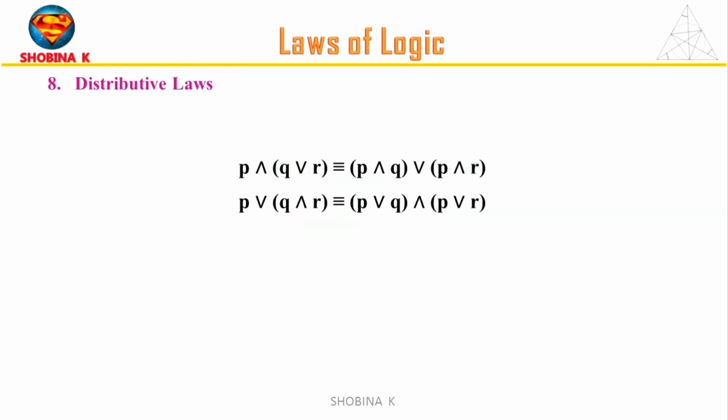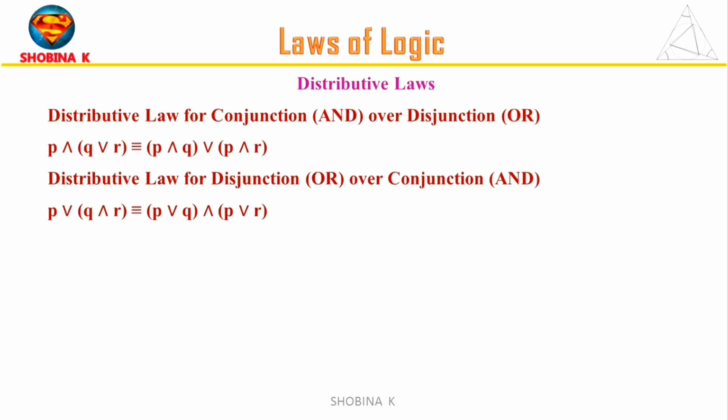Next, distributive laws. The distributive laws in propositional logic describe how logical operations interact when one operation distributes over another. There are two distributive laws. P and (Q or R) is defined as (P and Q) or (P and R). This law states that the conjunction of the proposition P with the disjunction of Q and R is equivalent to the disjunction of the conjunction of P and Q with the conjunction of P and R.